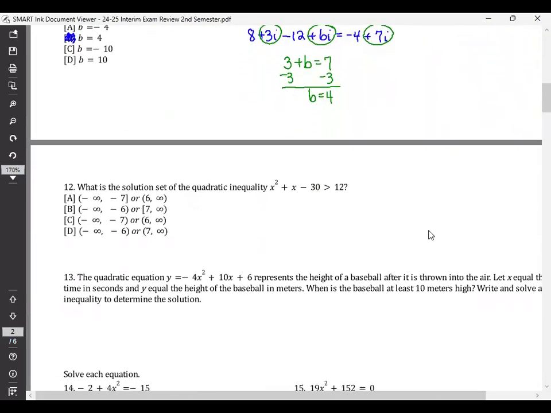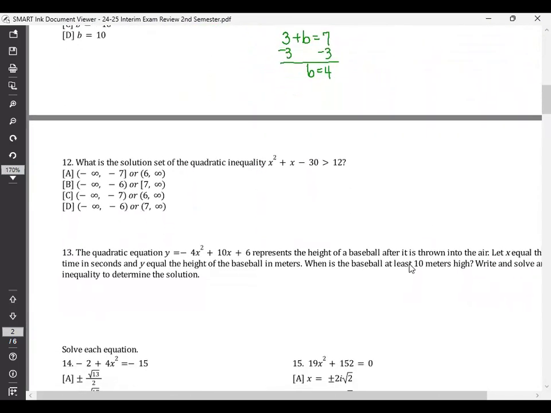Number 12, solving our inequality. For this one, again, you can really use Desmos. I would encourage you to at least get it started algebraically. I'm going to move this over just because when I go to Desmos, I want to be able to look at the x-axis. So I'm going to subtract 12 from both sides and get minus 42.